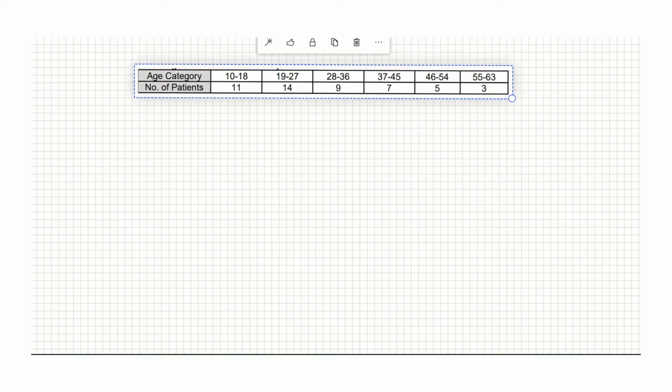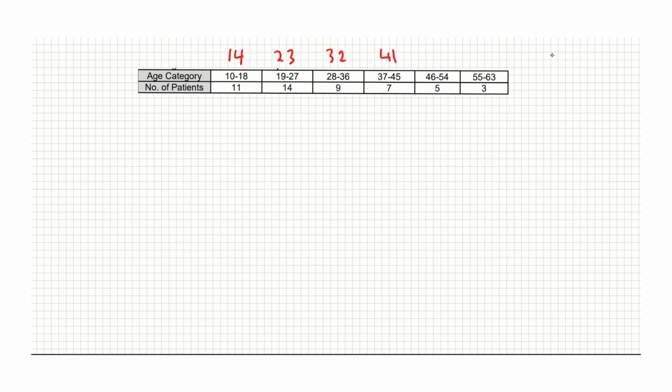Right, Chloe, you did the mid-interval values here correctly. So 10 and 18 was 14, 23, 32, 41, 50, and 59. Okay, now remember that the number of patients is the frequency and the age is x.